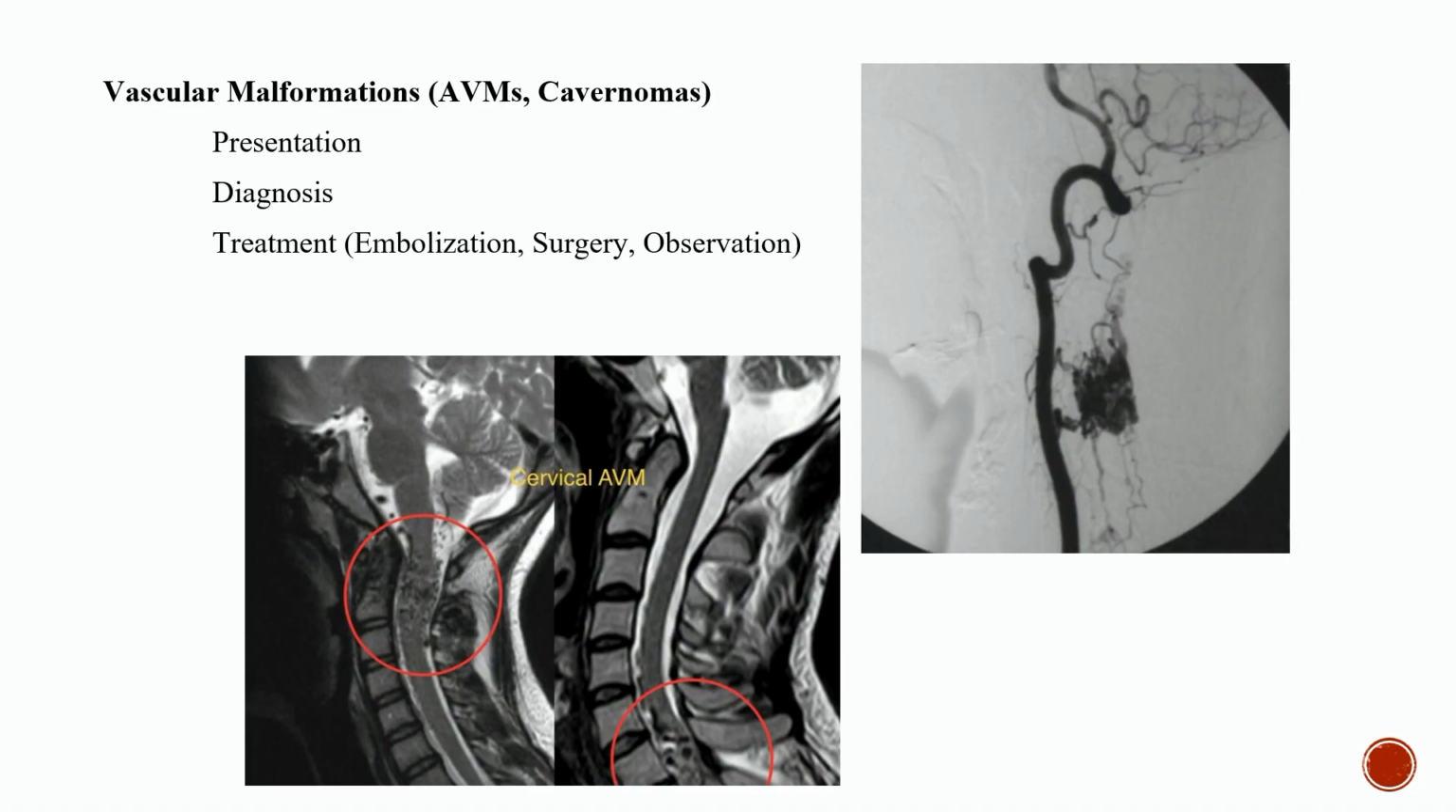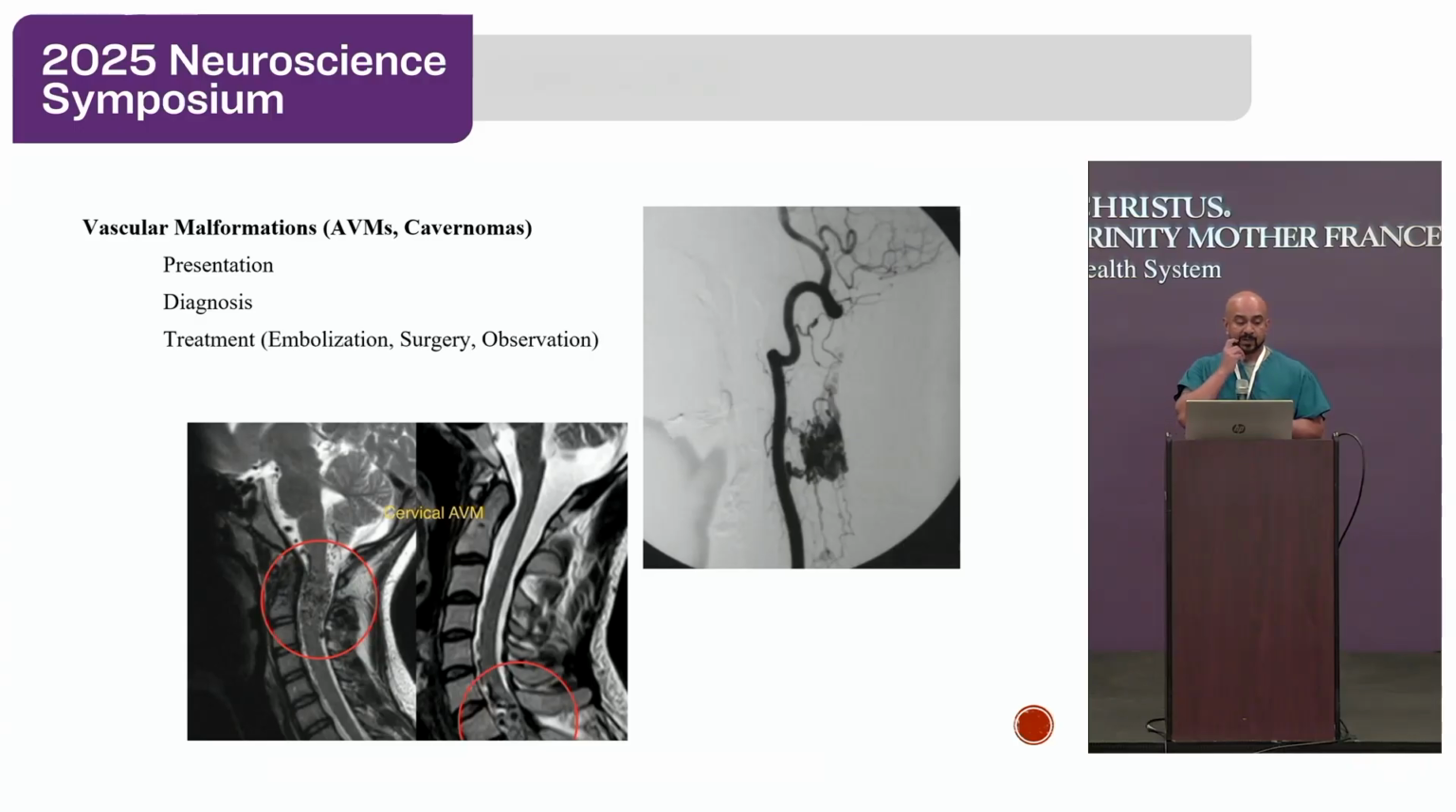So the next thing is the vascular malformations and AVMs, cavernomas, those things. So presentation is the same. It's a spinal cord emergency. They are presenting with spinal cord deficits. For diagnosis, MRI can show these things, and the first one to your left is an AVM right in the spinal canal area, and then you also have a cavernoma there.